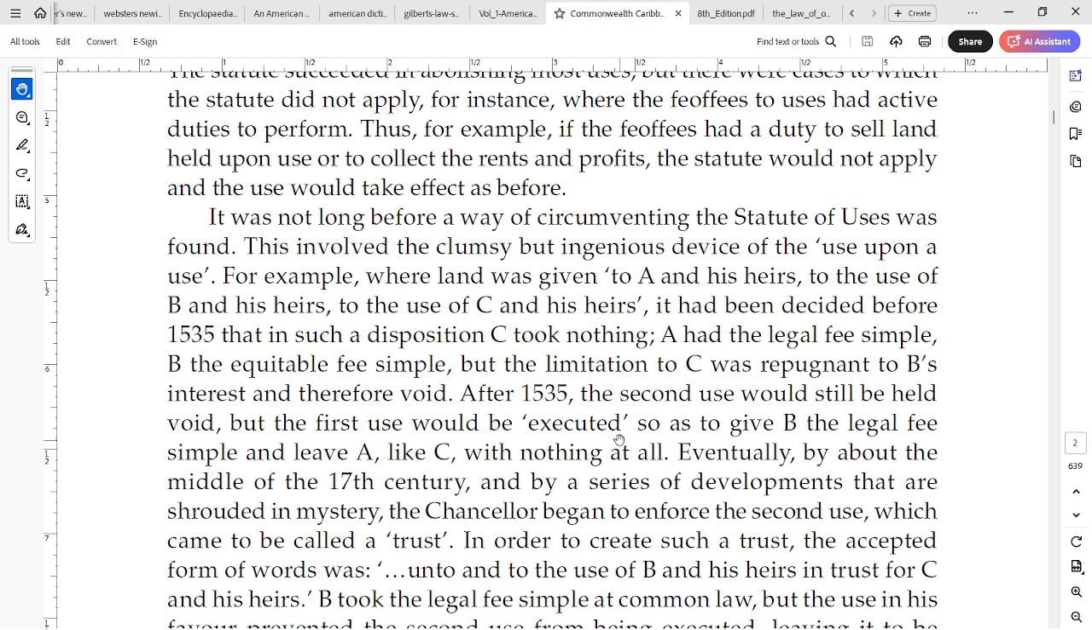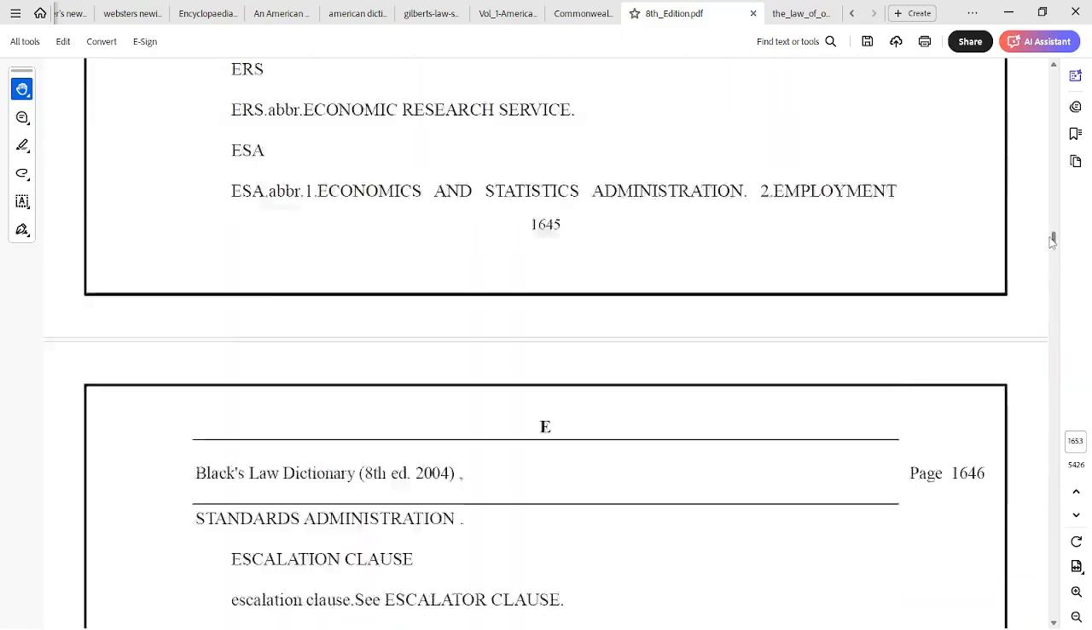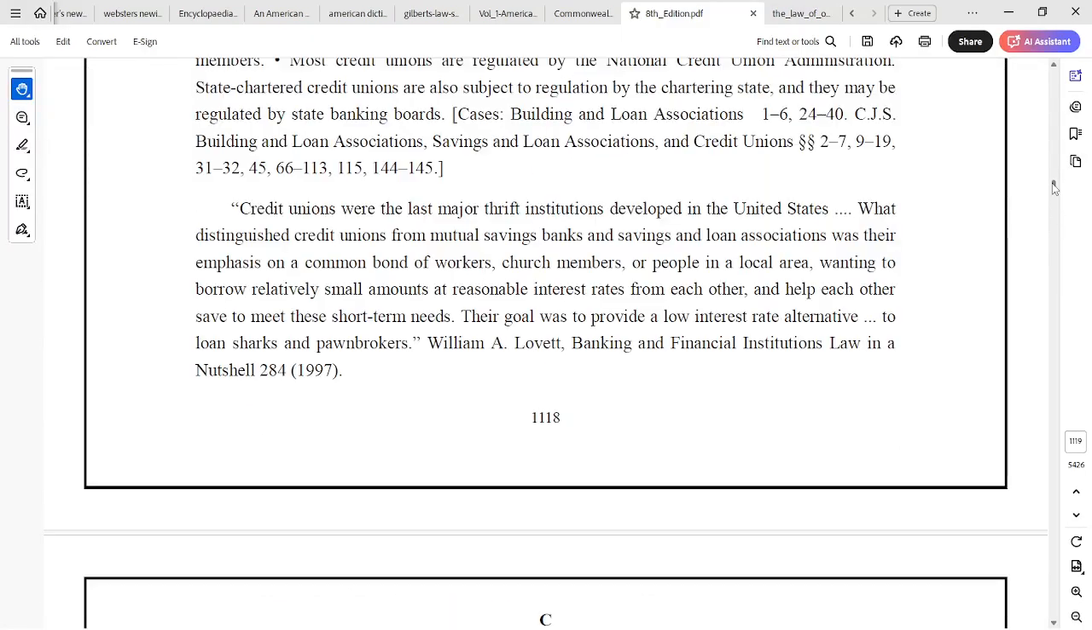So the first use, remember the Statute of Uses, it caused the legal estate to revert back to the beneficial estate holder. So that is what they considered execution. Let us look up the definition of executed. So we'll see what the word execute means when I say executed. Let's look up the word executed.